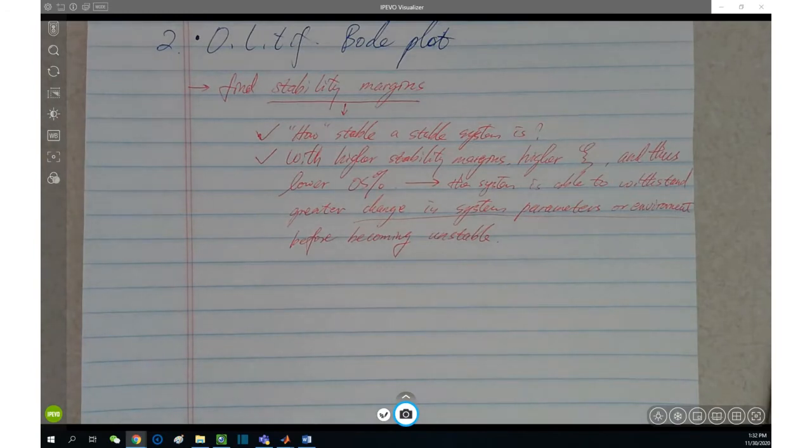In other words, once again, how stable it is matters. Both systems are stable, good, and how stable they are relatively still matters. This is the stability margin concept.